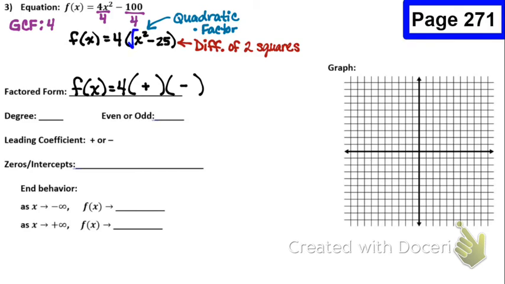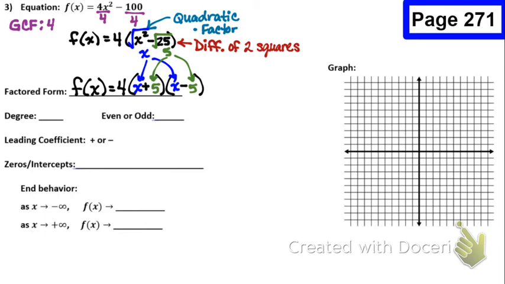Yep. Take these terms and square root them. What's the square root of x squared? X. We're going to put that in both of these. And then I do the square root of the back piece, 5. That goes in both of these. There's my factored form.